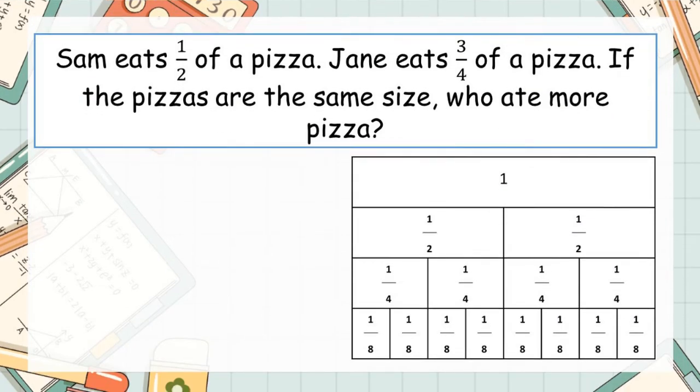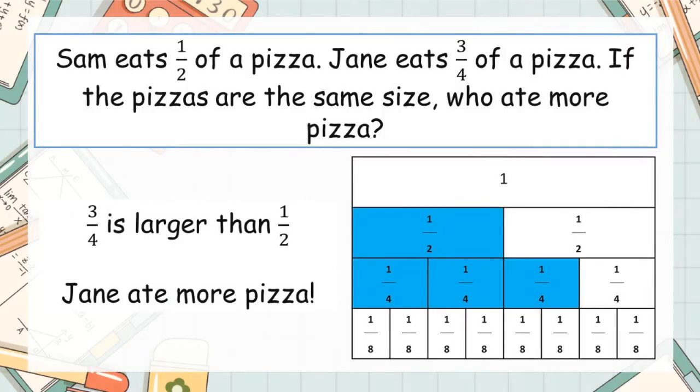Can you use the fraction wall here to help you find the answer to this word problem? Remember, we're trying to find which one of these two fractions is bigger. That will tell us who ate more pizza. Pause the video and give it a try. Well, if we take a look at those two fractions on the fraction wall, 1/2 and 3/4, we can see that 3/4 is bigger. So Jane ate more pizza. That's our answer, Jane. Let's try another one with a different type of problem.